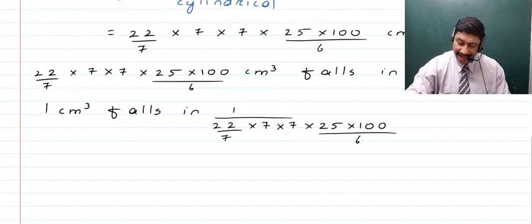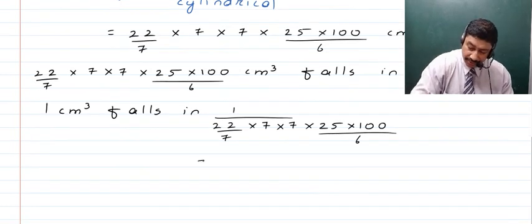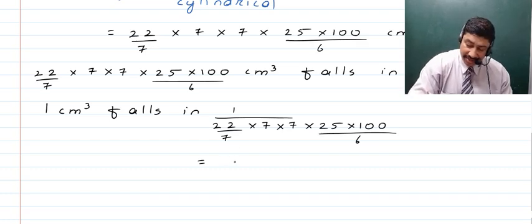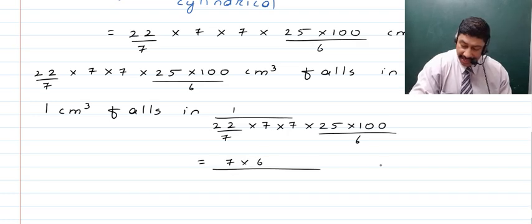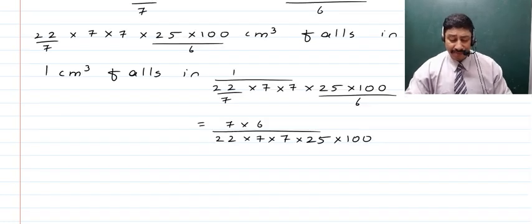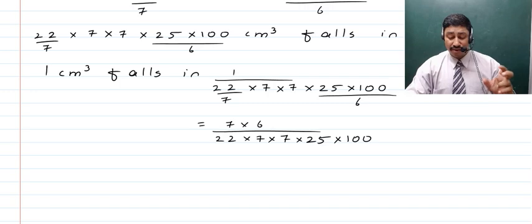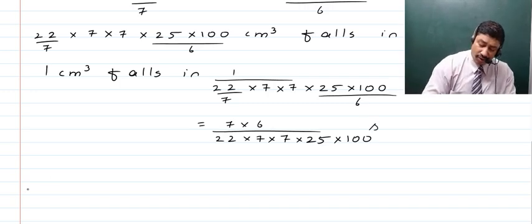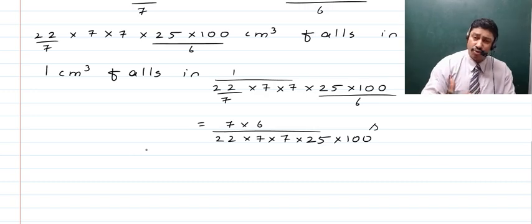Now further here, children, what will happen is we will have the numbers which are in the denominator reciprocating to the numerator. So that will then become equal to 7 into 6, which will be the numerator, and in the denominator we have 22 into 7 into 7 into 25 into 100, right? So this is the amount of water which has fallen off, 1 centimeter cube has fallen off in this much amount of seconds, right? Now, children, we'll talk about the amount which is that of the cuboidal water.